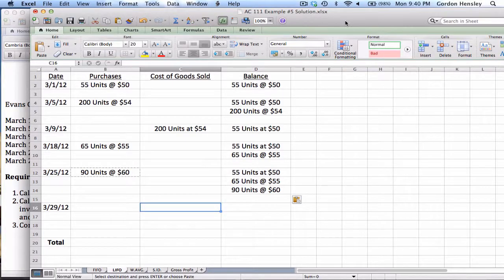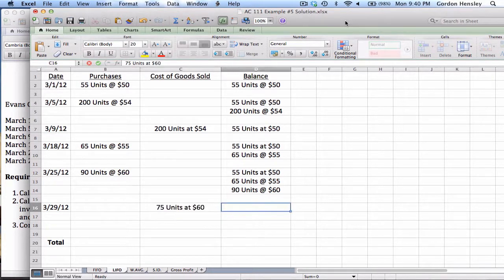Well, that was when I sold 75 units. But again, I'm using last in, first out. So I'm going to have to peel these units out from the bottom up. So there's enough units in that bottom layer to cover it. So I'll say that all 75 of these units came out of that bottom layer at 60.